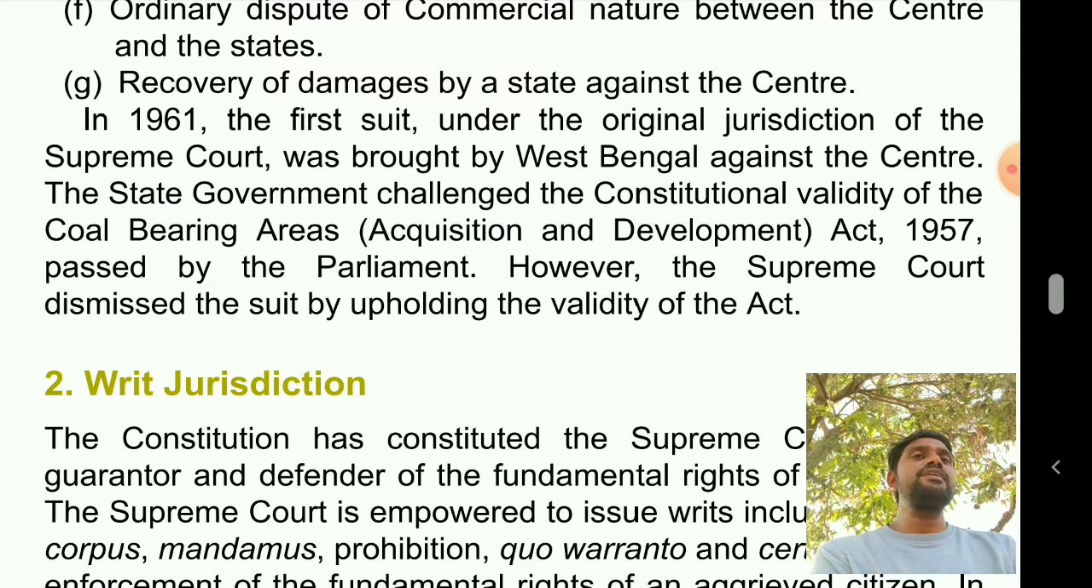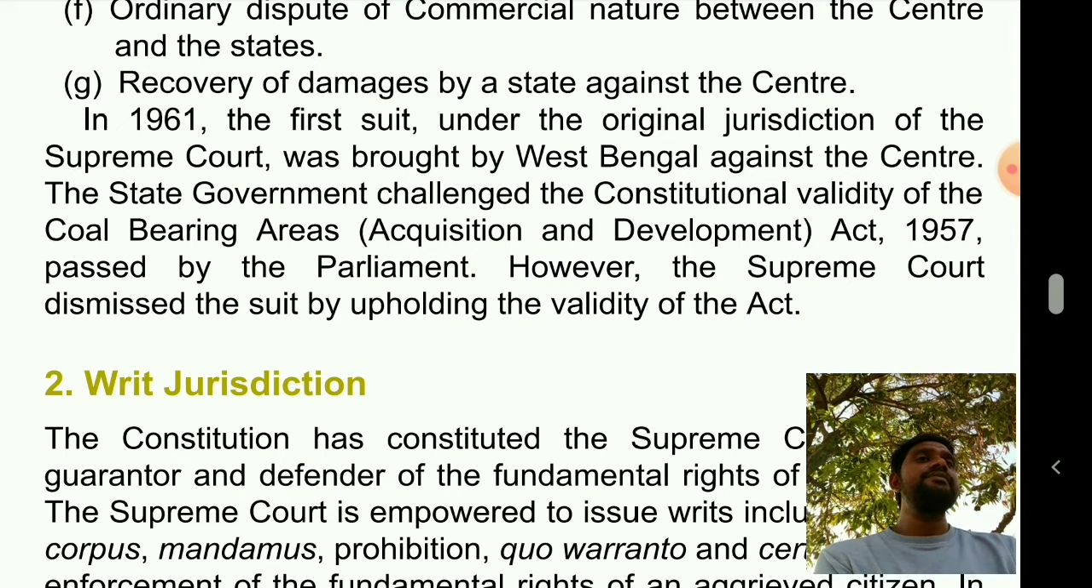In 1961, the first suit under the original jurisdiction of the Supreme Court was brought by West Bengal against the center. The state government challenged the constitutional validity of the Coal Bearing Areas Acquisition and Development Act 1957 passed by the Parliament.